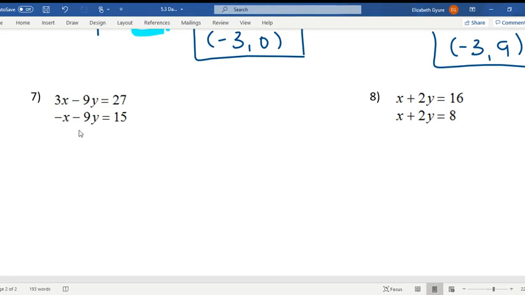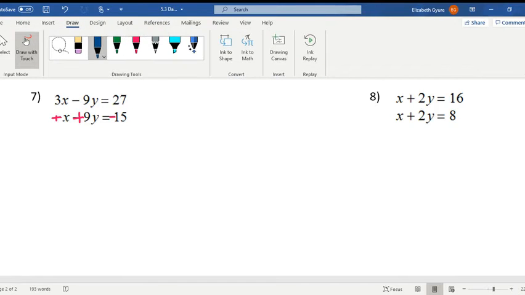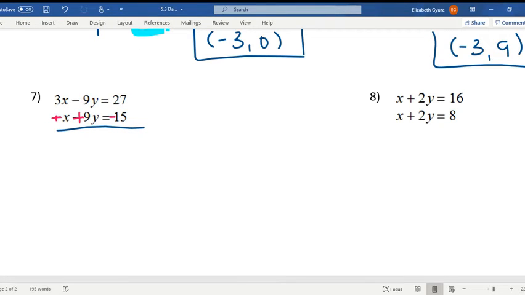So in order to make these 9y's cancel, I want to make this bottom one a positive, because a negative 9y will cancel with a positive. But if I change that sign, I need to change all the other signs in that bottom equation. So I'm going to make this negative x a positive x, and I'm going to make the positive 15 a negative 15. Now I can go through and combine. So 3x and x will give me 4x. My y's will cancel, and 27 minus 15 is 12.